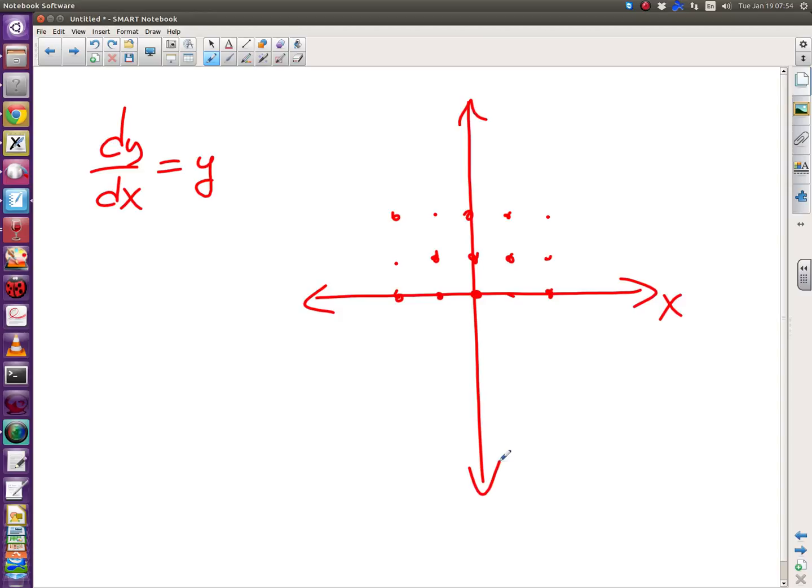So what is the y value up here? Say, let me start here again. 2. It's 2. So this whole horizontal line at y equals 2, the slopes are all going to be the same, right? So a slope of positive 2 is pretty steep. How about at y equals 1? 1. A little less steep. How about y equals 0? 0. Really less steep.